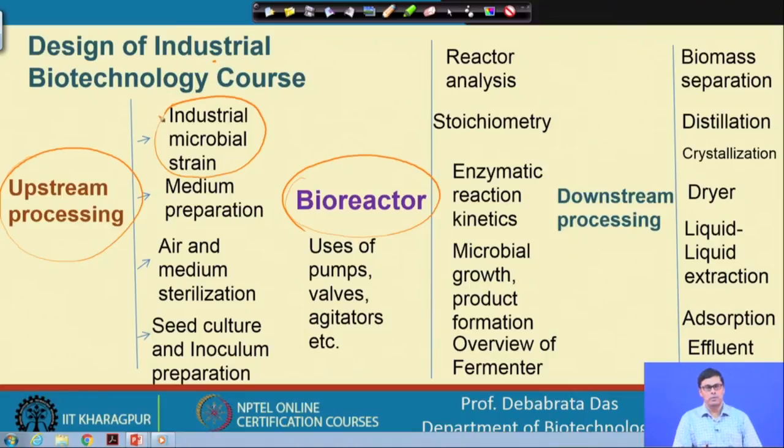What is the industrial microbial strain? I told you that whatever microorganism we isolate from the soil, that we call wild strain. Am I right? But industrial microbial strain is something different. Why are they different? Because they have uniform biochemical characteristics across different generations, and when industry uses this kind of microbial strain, the reproducibility of the product should not change, because if the productivity changes, then our production will be hampered.